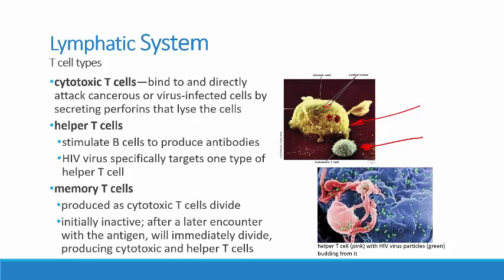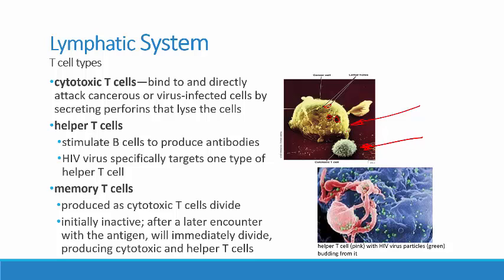There are also helper T cells. Helper T cells are helpers because, as we're going to see in a minute, they're involved in stimulating B cells to produce antibodies. And the HIV virus is particularly virulent because it specifically targets these helper T cells. So helper T cells are going to be involved in activating B cells to get them to produce antibodies.